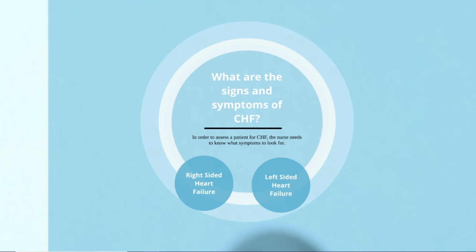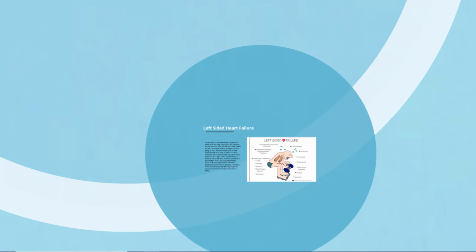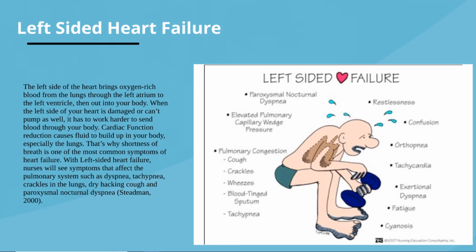How would we know if our patients are having acute exacerbations of CHF, and what are the signs of CHF? Symptoms of CHF are based on which side of the heart is damaged. The left side of the heart brings oxygenated blood from the lungs through the left atrium to the left ventricle, then out into the body. When the left side of your heart is damaged or can't pump as well, it has to work harder to send blood through the body. Cardiac function reduction causes fluid to build up in your body, especially the lungs. That's why shortness of breath is one of the most common symptoms of left-sided heart failure.